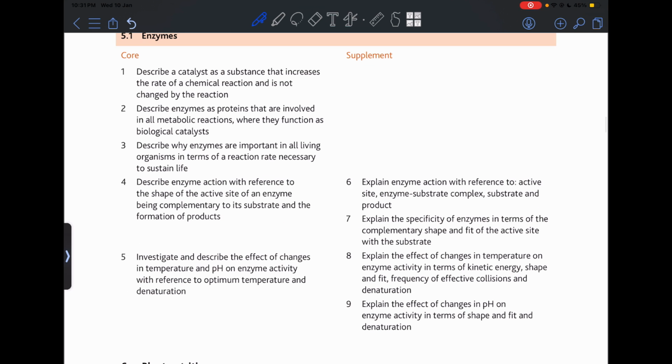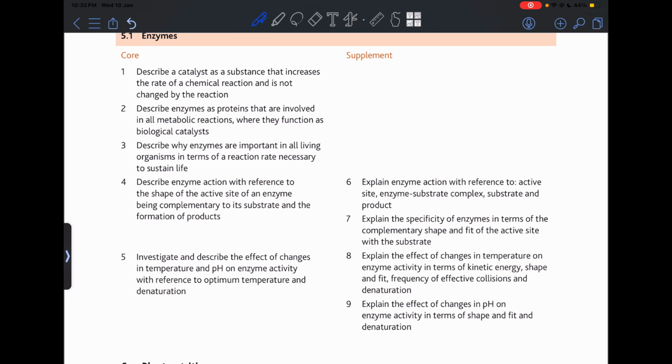Number 2 says describe enzymes as proteins that are involved in all metabolic reactions where they function as biological catalysts. That means enzymes do the same job as catalysts, but they are actually made up of protein and they are in all living organisms. Describe why enzymes are important in all living organisms in terms of the reaction rate necessary to sustain life. For example, if you eat a piece of meat, you can digest it in 4 hours or 3 hours or sometimes 2 hours. If you don't have enzymes, it will take you maybe a year to digest this piece of meat. But enzymes make this reaction much faster so that you can sustain life.